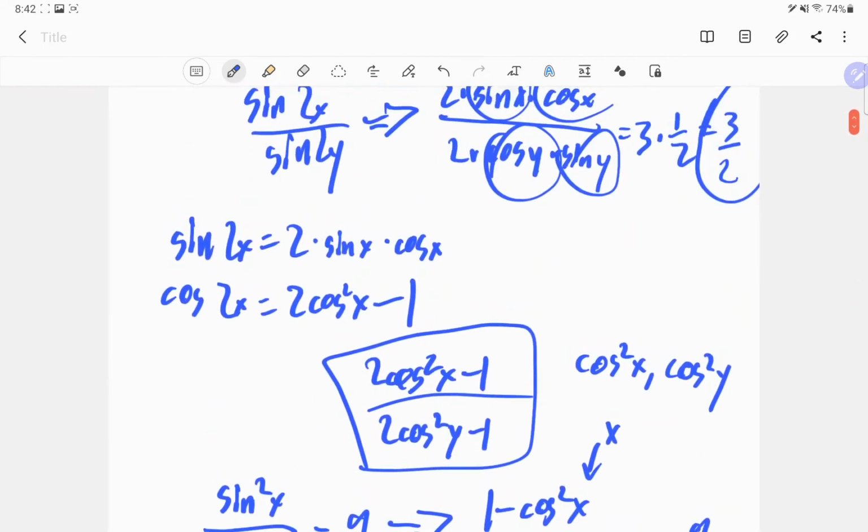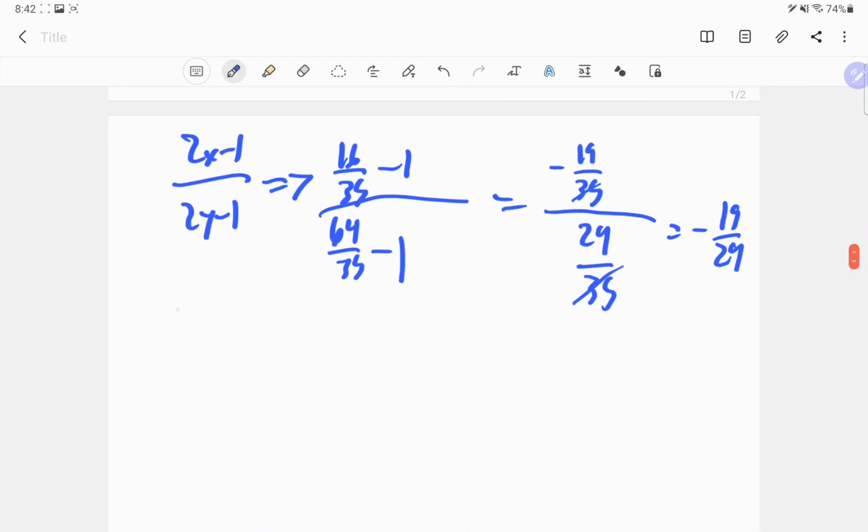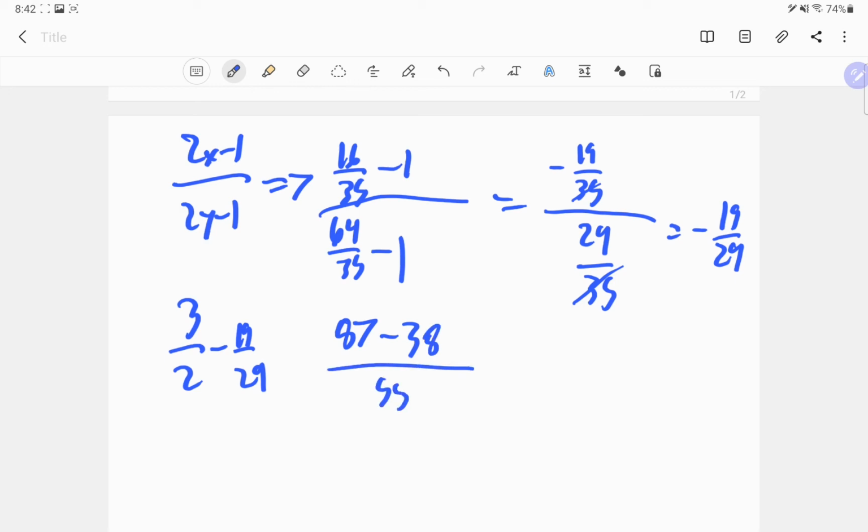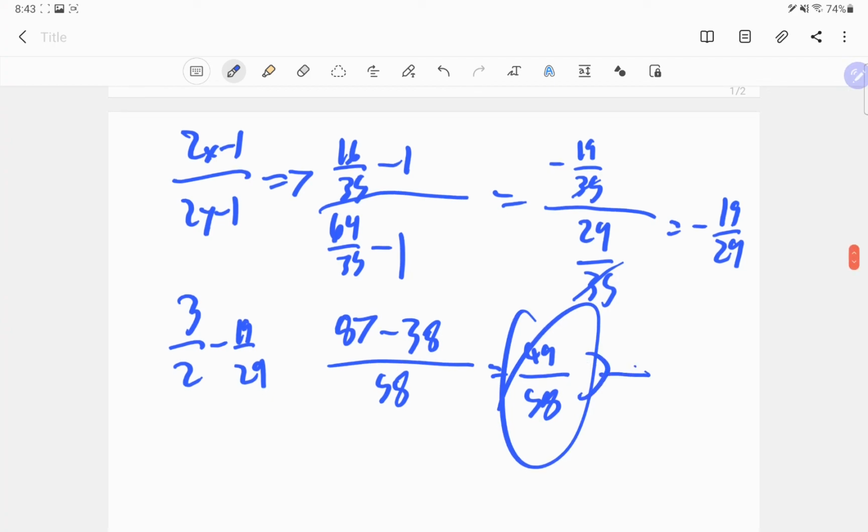And now adding that with the first term, 3/2, we have 3/2 minus 19/29. Simplifying, we get 87 minus 38 over 58. Simplifying this, we get 49 divided by 58. And then just adding these two numbers gets the final answer of 107. And this is our answer.